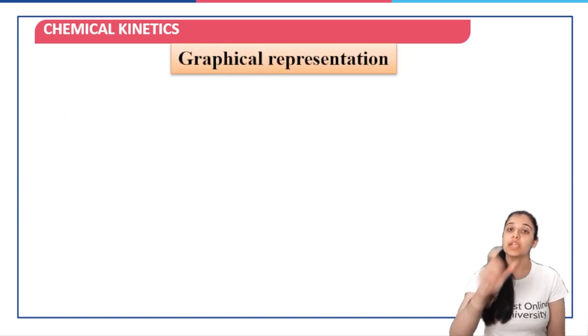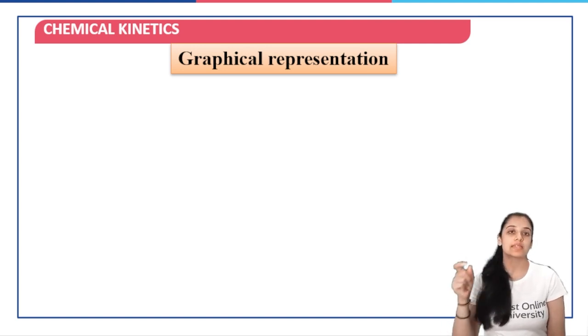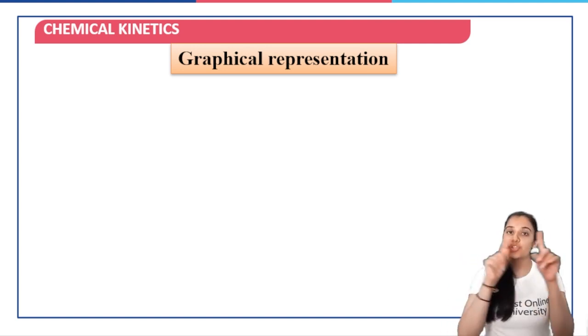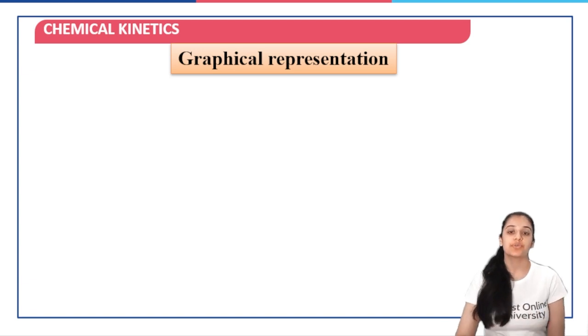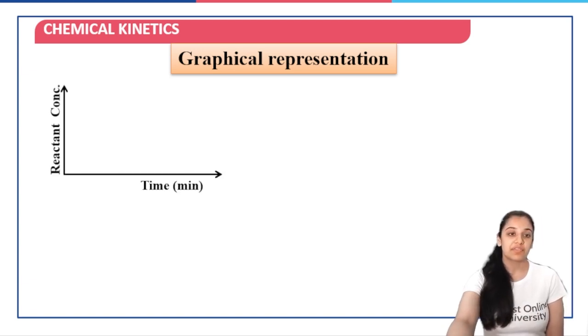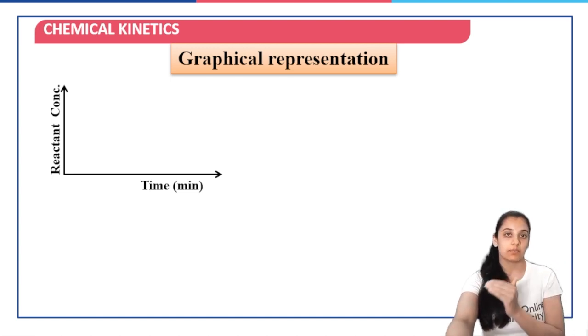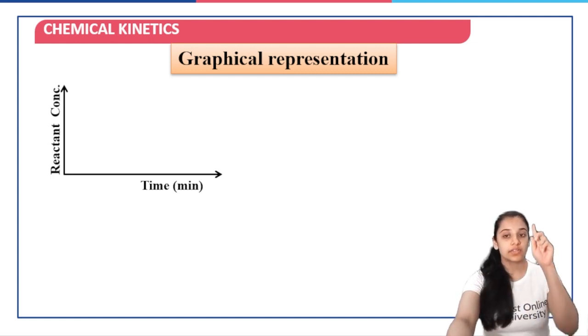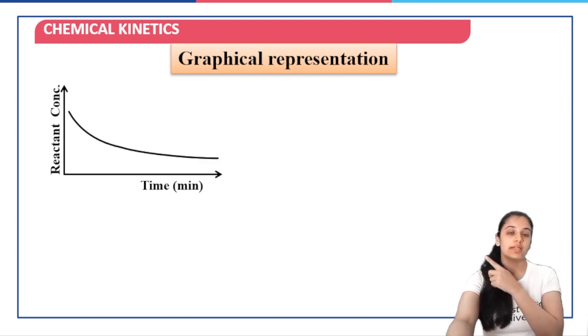So rate of reaction is minus delta R upon delta T, which is also equal to plus delta P upon delta T. So this is the important rate equation that you need to remember. Next is graphical representation. If we have the reactant concentration versus the time, we know that as the reaction proceeds, as the time increases, the reactant concentration is going to decrease.